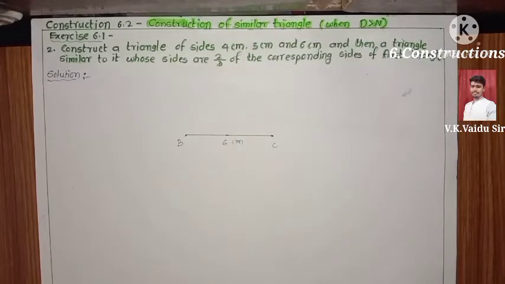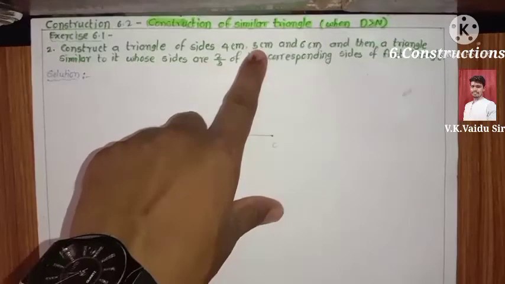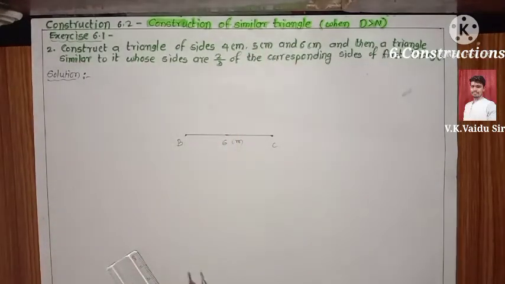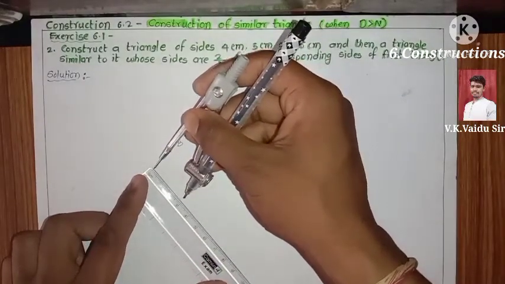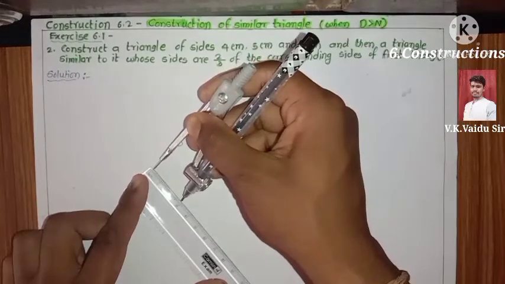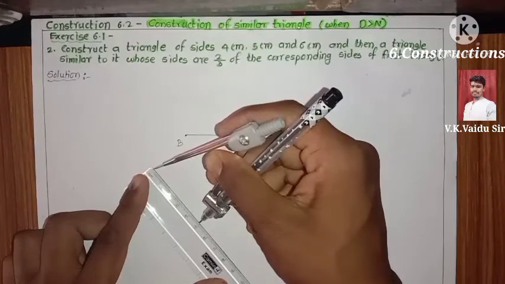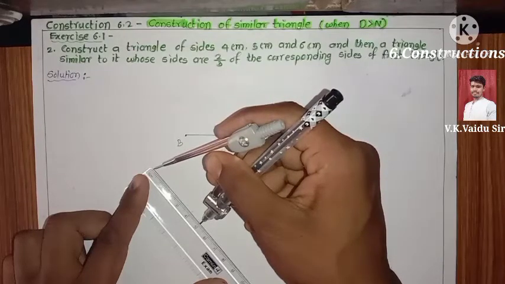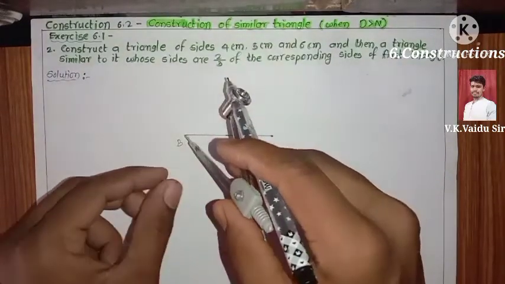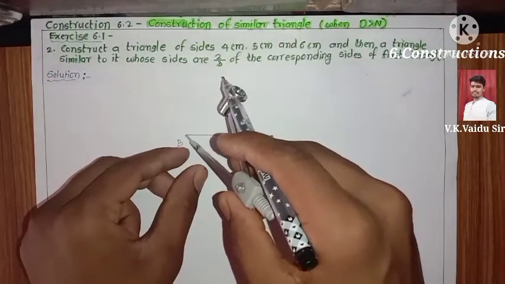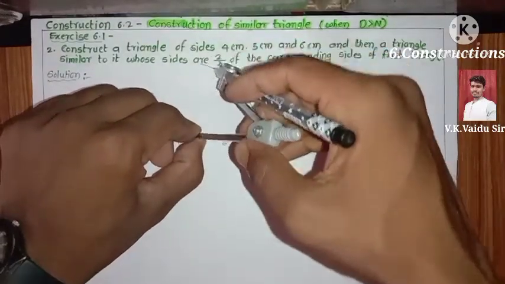Now take a compass. In that compass take the second largest side, 5 cm, from your measuring scale. Put the 0 of the scale at the compass point and set the distance to 5 cm. Put the needle of the compass on point B and draw one arc upside.